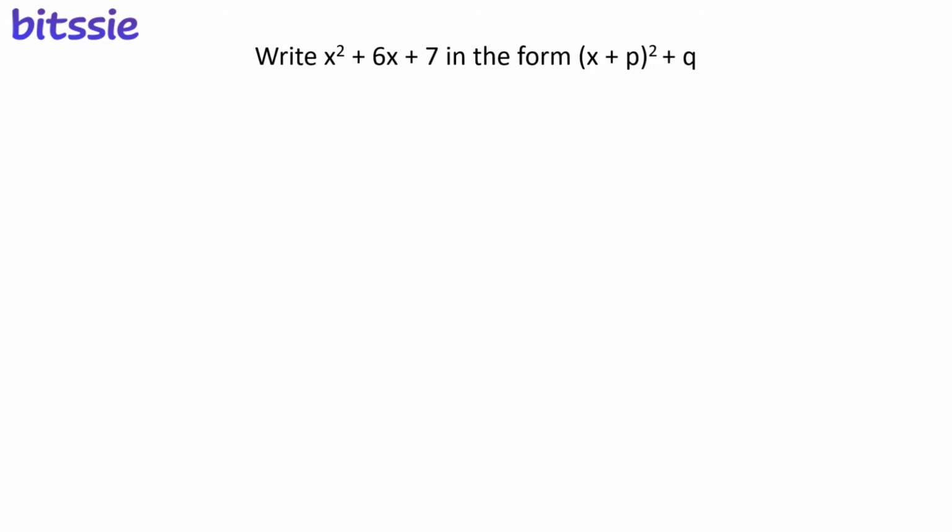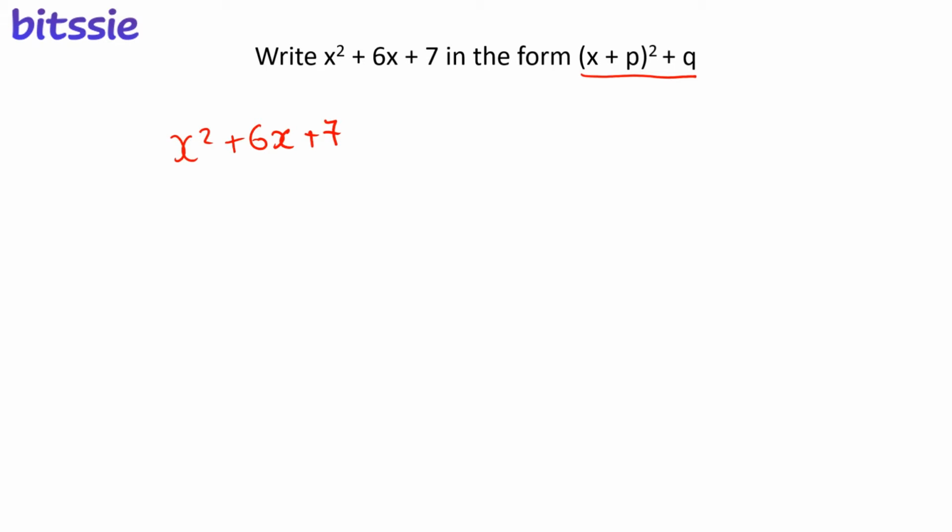We've been given the quadratic equation x squared plus 6x plus 7. We need to write it in the form x plus p all squared plus q. How do we do this? Well, we need to use a method called completing the square.